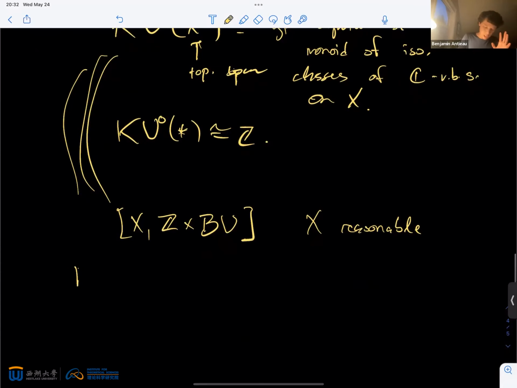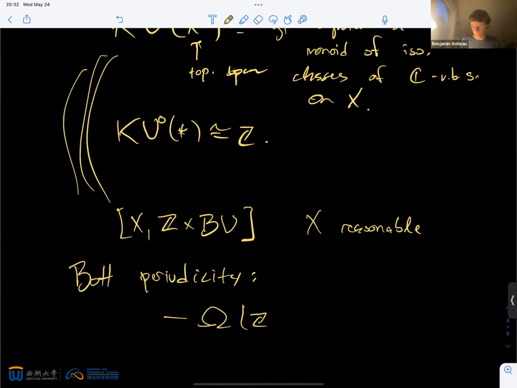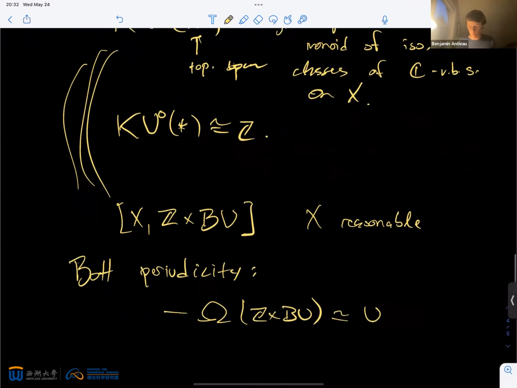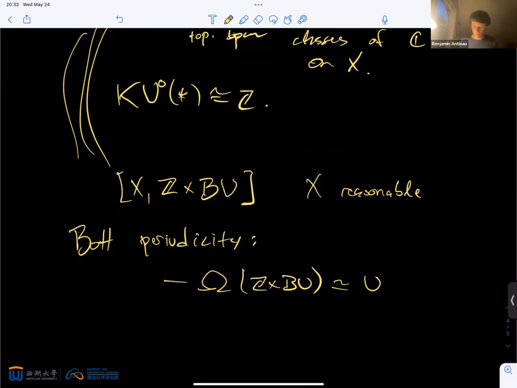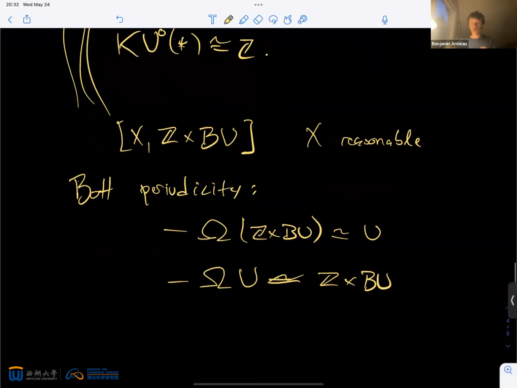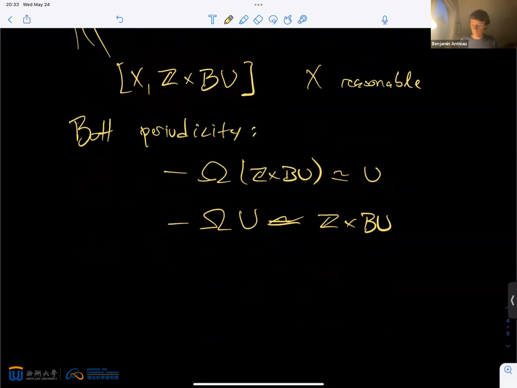And then there's an amazing phenomenon called Bott periodicity. What does it say? Take the loop space of Z cross BU. Of course, you have to fix a base point. This produces for you the infinite unitary group. This first thing is not crazy; this would be true for any classifying space. But now take loops of U. Bott periodicity tells you that this is actually equivalent to Z cross BU again. So you can keep taking loops, and you just go back and forth between the same two spaces.